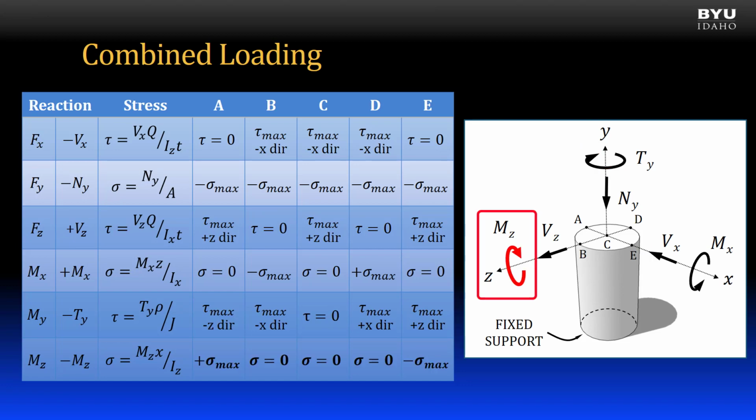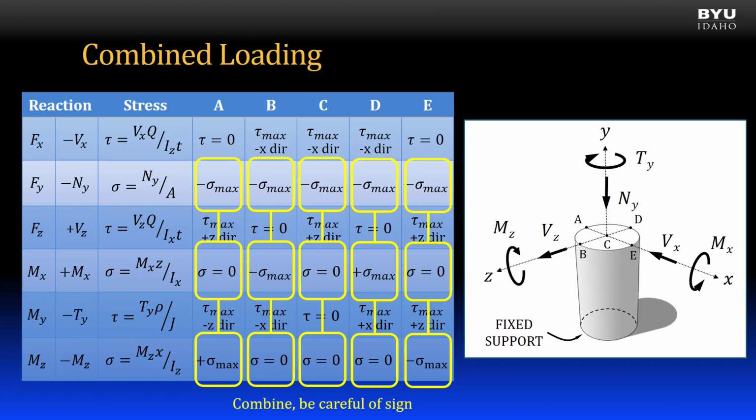Last is the bending moment about the z-axis. The z-axis is the neutral axis, so points B, C, and D, which lie on the neutral axis, are all 0. By the right-hand rule, the moment is negative, and point A will feel the maximum tension stress, and point E will feel the maximum compression stress.